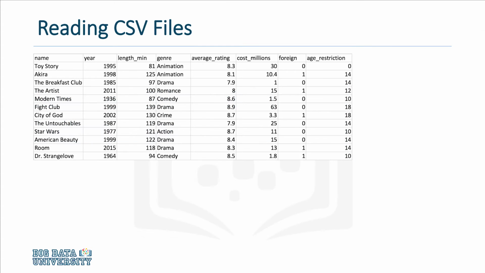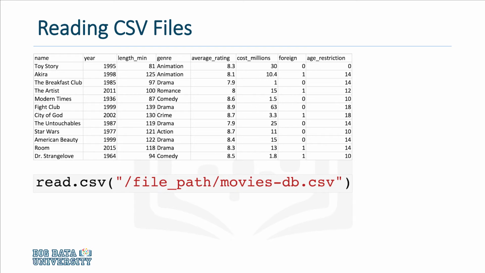A common file format for structured data is CSV, which stands for comma-separated values. CSV files store the data in a table format, and in each row, every column value is separated by a delimiter. As the name would suggest, this delimiter is traditionally a comma. In order to read a CSV data file, all we need to do is call the read.csv function while passing in the path to the file.